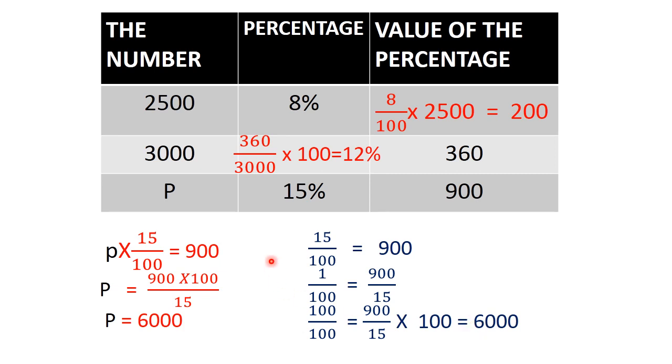The other method, we can assume that this is P or whatever algebraic term. Then P multiplied by 15 over 100 is 900. Now apply this calculation. Whole value is P. 15% of that one is 900. Now using the knowledge of equations, you can make P the subject. Multiply both sides by 100. Divide both sides by 15. This is the answer.